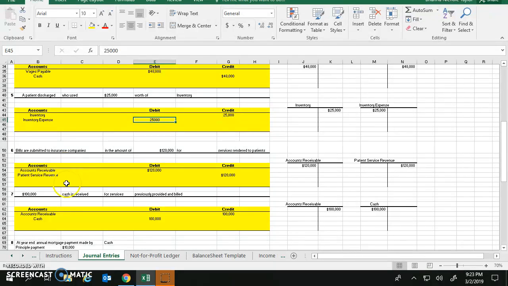Another example, just so you guys can still get a feel of it. Bills are submitted to insurance companies in the amount of $120,000 for services rendered to patients. So in general, when we think of revenue, we think of credit. So revenue of $120,000 is credited to the account, and accounts receivable $120,000.